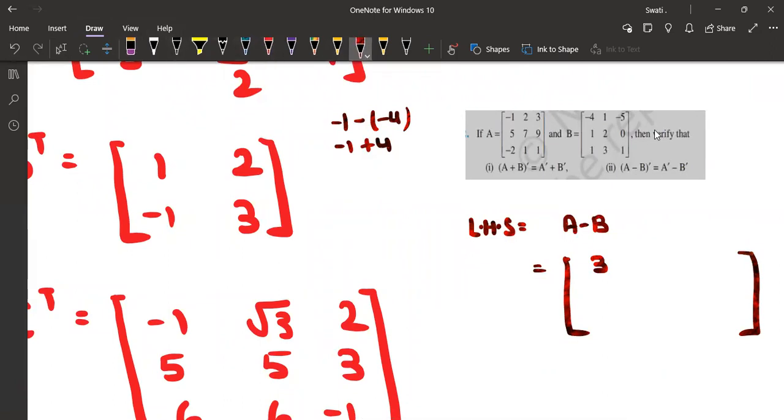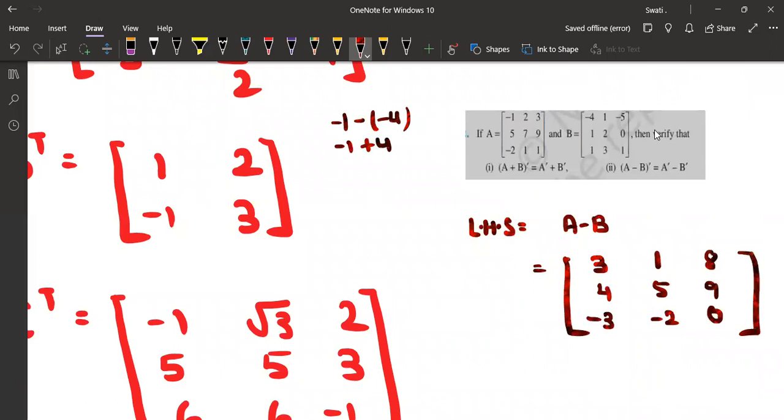Yes. So -1 minus -4, that is 3. 2 minus 1, that is 1. 3 minus -5, that is 3 plus 5, and that is 8. Next, we have 5 minus 1, that is 4. 7 minus 2, 5. 9 minus 0, 9. -2 minus 1, that is -3. 1 minus 3 minus 2. 1 minus 1 is 0.